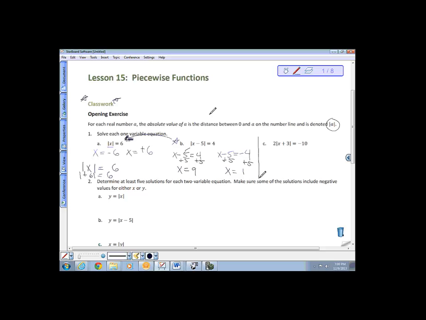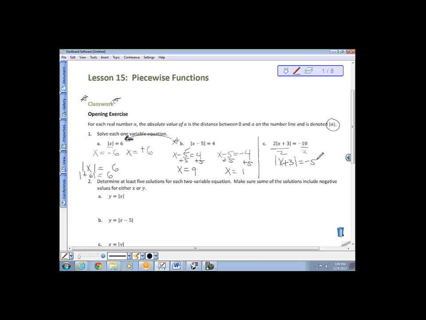All right, moving on. Letter C. 2 times the absolute value of x plus 3 equals -10. So solving that, I don't quite set it equal to... actually, let me see here. Oh, I see that I've done something foolish. When I go to solve this, you can divide both sides by 2. I get the absolute value of x plus 3 equals -5.